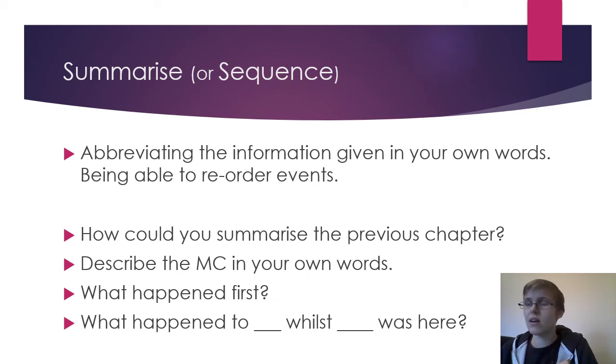I could say, I just read all of The Lion, the Witch and the Wardrobe. It's a story about a lion, a witch and a wardrobe. That's me summarising it. It wasn't a very good summary because I didn't add any detail or explain what happened. Again, when you're summarising, it's good to explain, but keep it short, not too intense. Describe the main character in your own words. You could do this again by taking the information you already know and putting it all together. What happened first? Now this is sequencing.